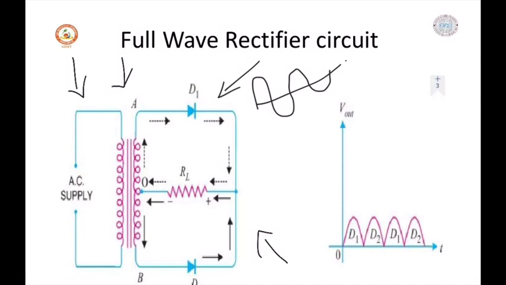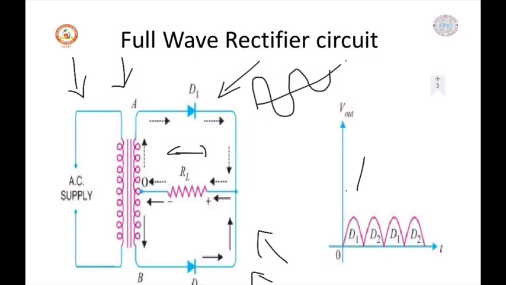During the positive half cycle, diode D1 will conduct and D2 will act like an open switch. I repeat it. During the positive half cycle, the diode acts like a closed switch. It will be forward biased and the diode will conduct, and you will get the output across the load resistance. Diode D1 will be forward biased, D2 will be reverse biased. It is not conducting.